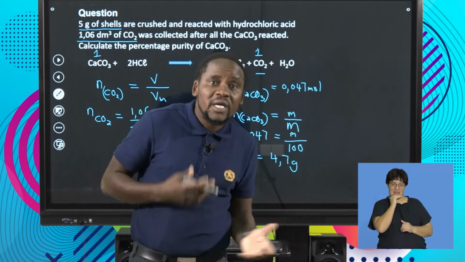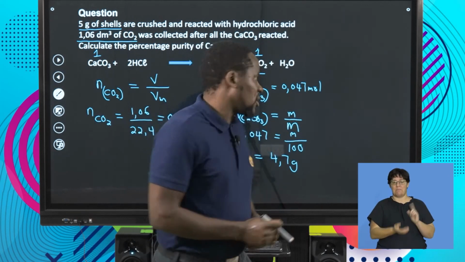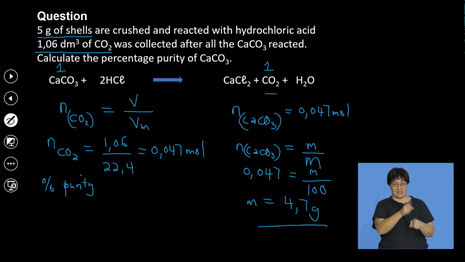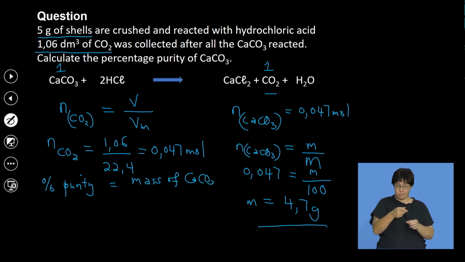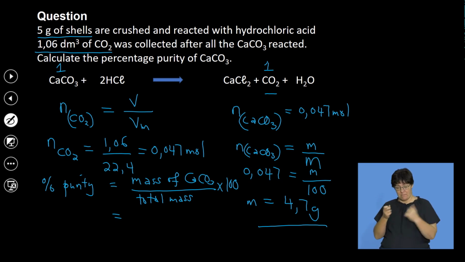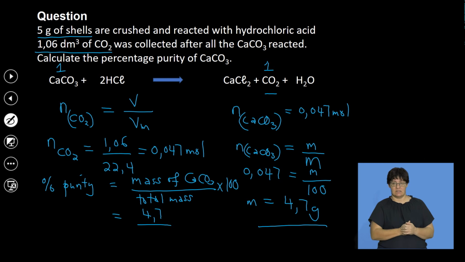Okay, so we can, in a way, get to a point where we are able to determine the percentage purity, right? So how do we move from this? Now, this is the actual mass of calcium carbonate, right? If we want to determine the percentage purity, that's the last part of our multi-step problem, it is equal to the mass of calcium carbonate in the sample divided by the total mass, multiplied by 100, right? So in this case, the mass of the calcium carbonate that we've managed to calculate is 4.7 grams, divided by the total mass of the sample, which is 5 grams. We multiply this by 100, okay?